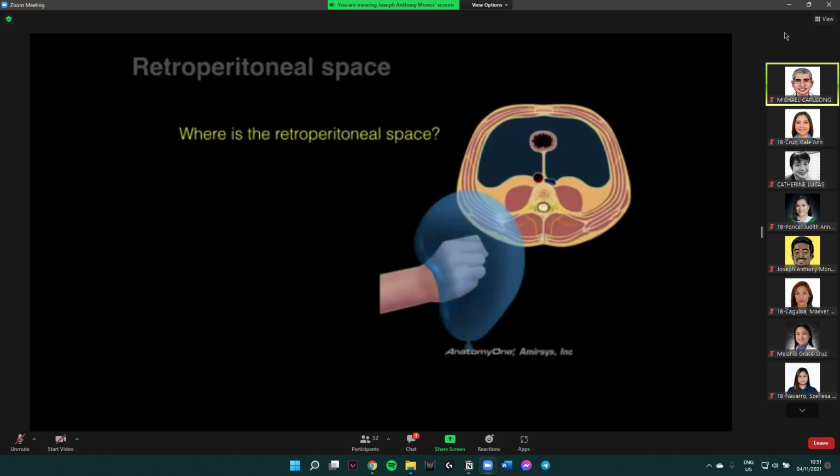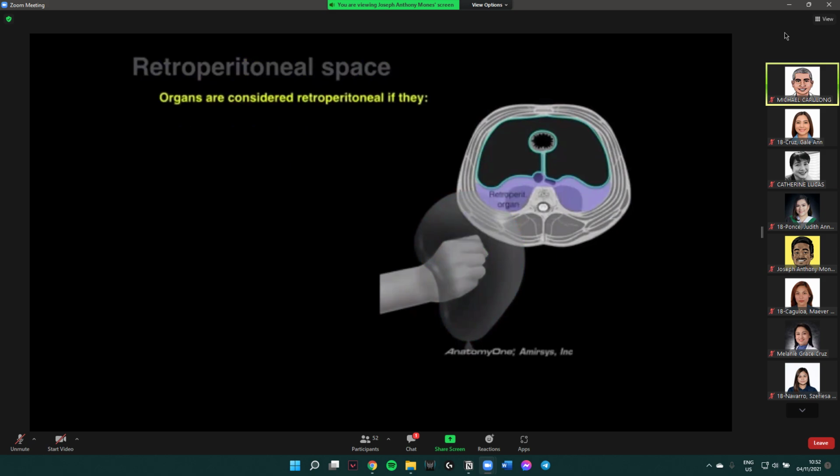And we ask the question, where is the retroperitoneal space? Well, this word retro means behind, and peritoneal, of course, means peritoneum. And so there in blue is the peritoneum, and in purple is the space behind the peritoneum in the abdominal wall. That's the retroperitoneal space, which contains retroperitoneal organs, and all those organs are SAD PUCKER. Hold that thought. And so organs are considered retroperitoneal if they have peritoneum on their anterior side only.